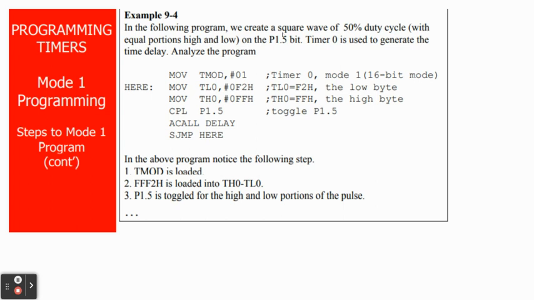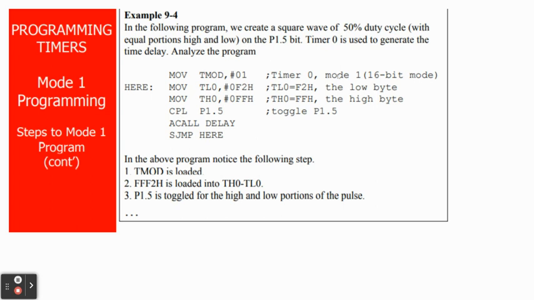Now, let's see this example 9-4. In the following program, we will create a square wave of 50% duty cycle. This 50% duty cycle means that it will have equal portions for the high signal and the low signal. And this will be done on the P1.5 bit. Here we will be using timer 0 to generate the time delay, but the mode was not mentioned in the problem, whether we will use mode 0, mode 1, mode 2, or mode 3. Therefore, we can use whatever mode we want from the four. Now, usually we use mode 1.